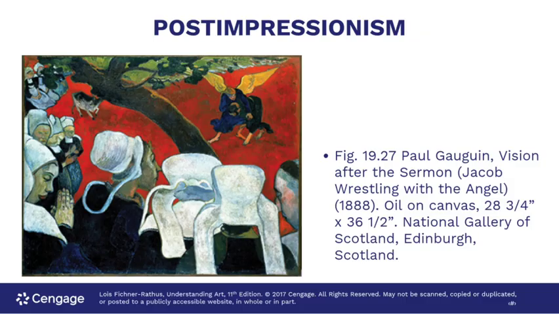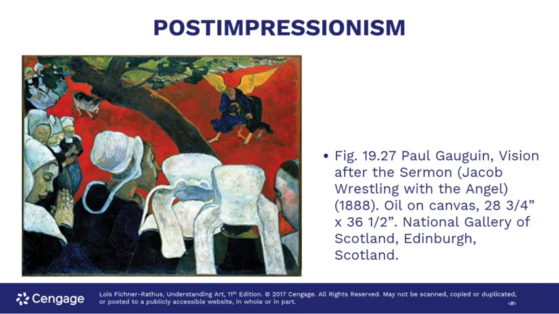In which he advocated for the use of broad areas of unnaturalistic color and using symbolic subject matter. So this painting is called Vision After the Sermon, Jacob Wrestling with an Angel. And it's one of the first canvases where he's kind of applying this theory. So it combines reality with symbolism.